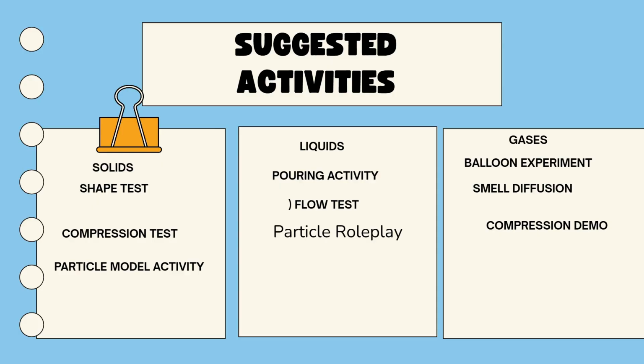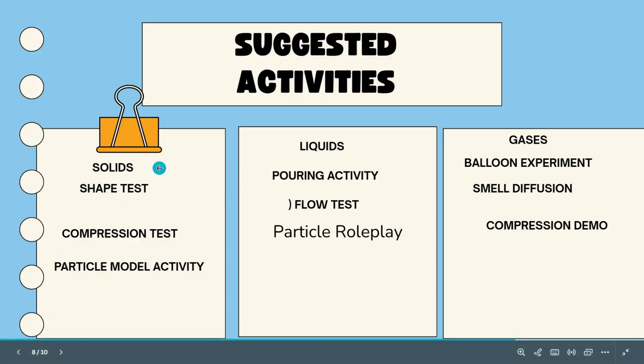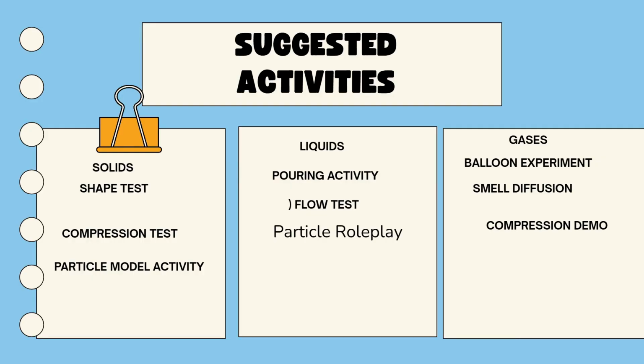Now, let's look at solids. So, the first one you can do is to test their shape. Remember, we said that solids do have a fixed shape. You can try to change the shape of a stone or a book. What are you going to notice? Its shape remains unless you can apply a lot of force, but if you do it on your own, you cannot be able to change its shape.